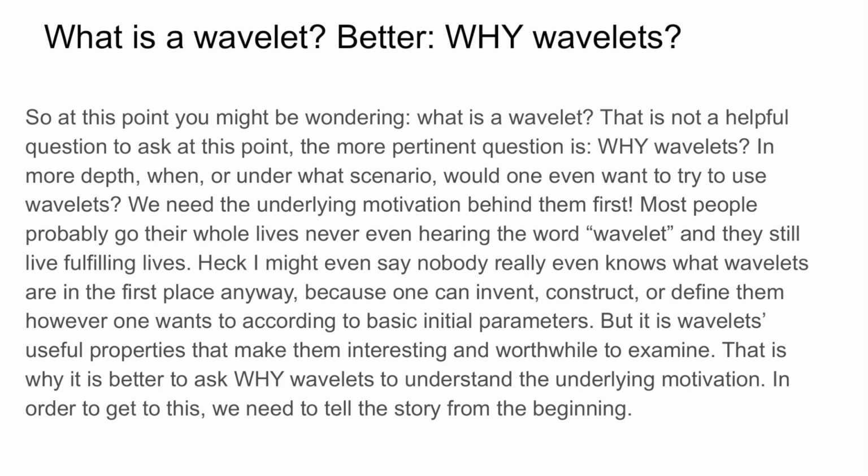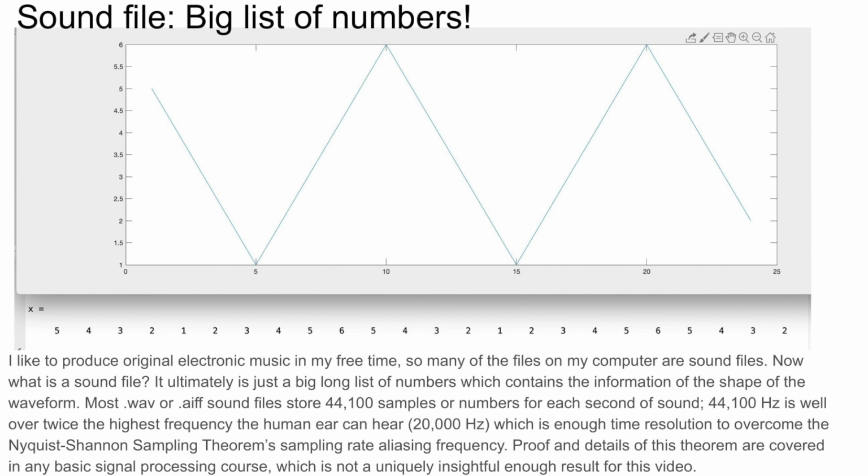In order to get to this, we need to tell the story from the beginning. I like to produce original electronic music in my free time, so many of the files on my computer are sound files. Now, what is a sound file? It ultimately is just a big long list of numbers, which contains the information of the shape of the waveform. Most .wav or AIFF sound files store 44,100 samples, or numbers, for each second of sound.